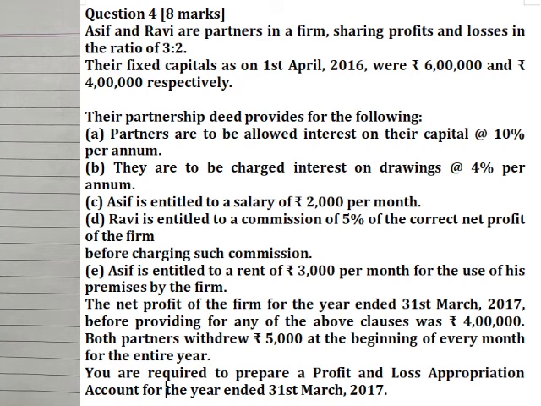The partnership deed provides the following: interest on capital at the rate of 10% per annum, interest on drawings 4%, salary of 2,000 per month to Asif. Ravi is entitled to a commission of 5% of the correct net profit of the firm before charging such commission. Asif is entitled to a rent of 3,000 per month for the use of his premises by the firm. The net profit has been given as 4 lakh rupees and both the partners withdrew 5,000 at the beginning of every month for the year.